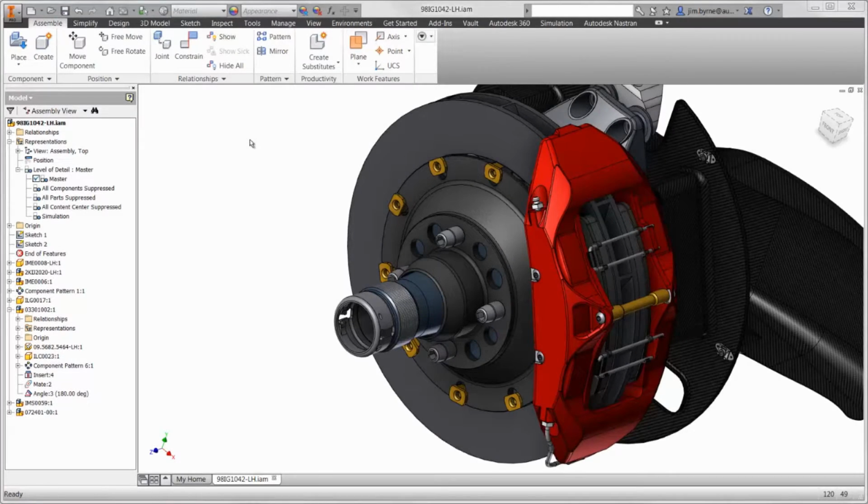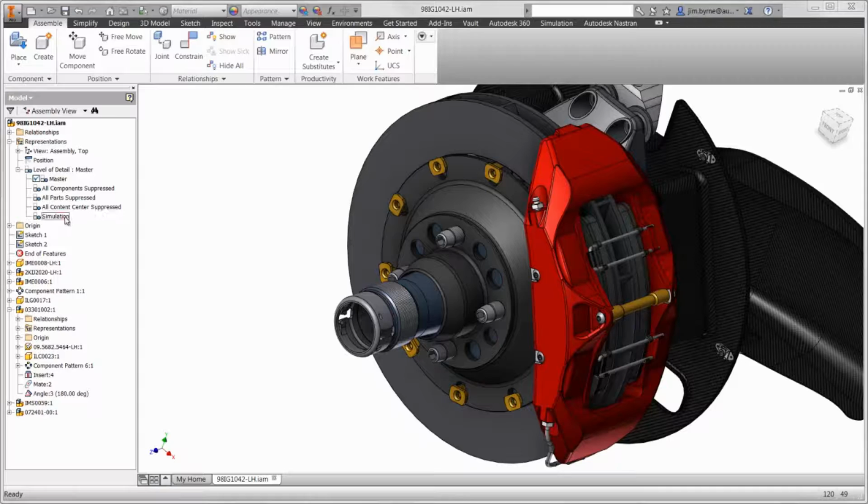We're going to discuss the benefits of using thermal heat transfer as well as the thermal expansion results to ensure the rotor on this brake assembly will not fail due to high stress concentrations. We'll focus on the rotor by itself and hide the other parts in the assembly.